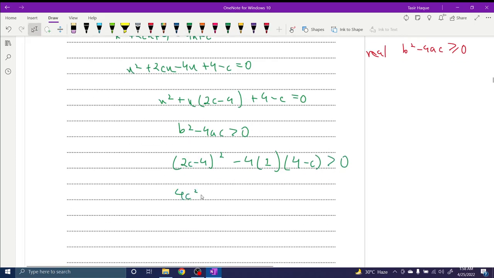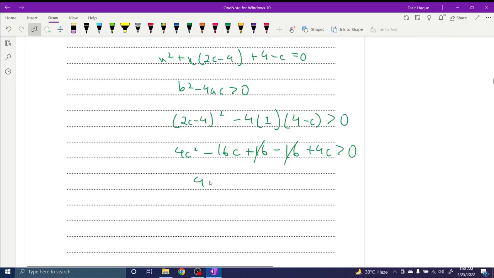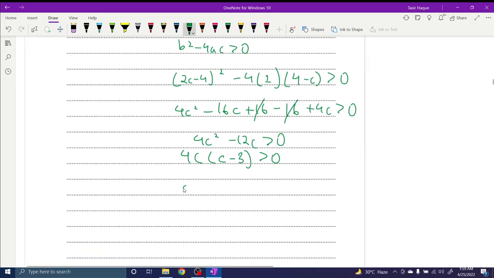That's 4c squared minus 16c, right? Plus 16 minus 16 plus 4c is greater than 0. We can get rid of this. 4c squared minus 12c is greater than 0. 4c, I mean, c minus 3 is greater than 0. So these are the critical values of c. Critical values of c are c is equal to 0 and 3.